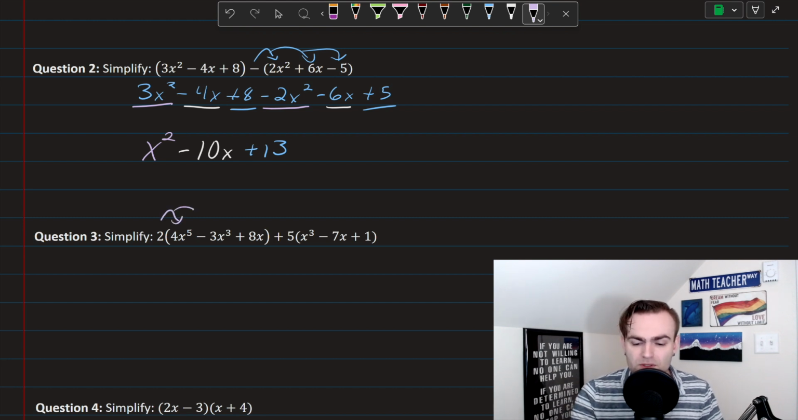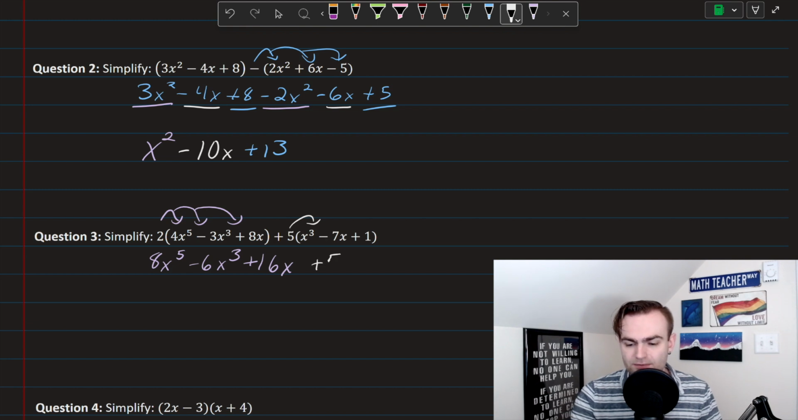So we're going to distribute this 2 to all of the terms here. So we get 8x to the 5th. Notice that the power is not changing here. 2 times negative 3 would be negative 6x cubed. 2 times 8 would be plus 16x. And then over here, 5 times x cubed would be a positive 5x cubed. 5 times negative 7x would be a negative 35x. And then 5 times 1 is just 5.